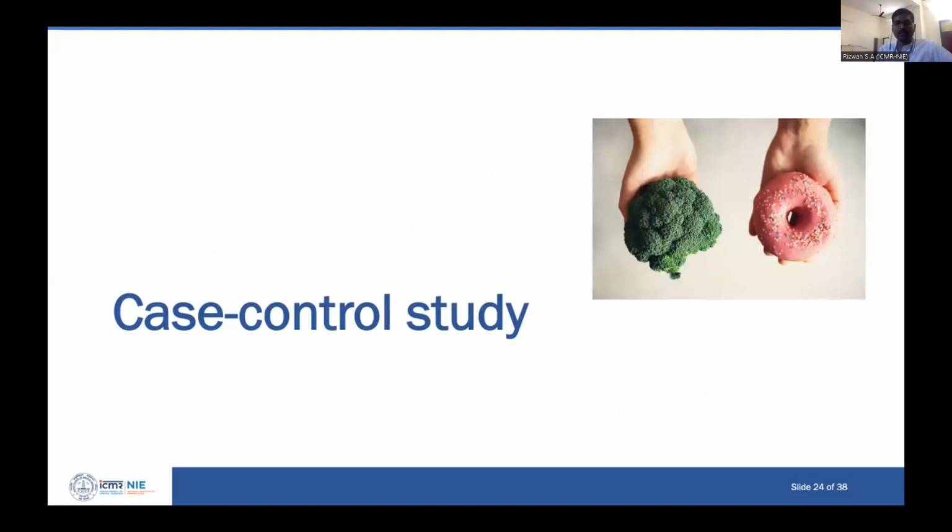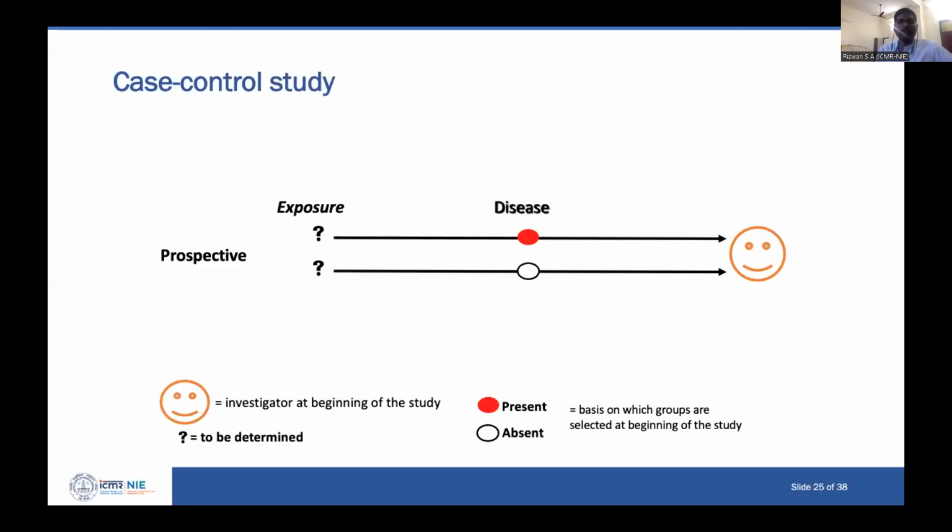Now, moving on to case control study. As seen before, in the previous study design, cohort study, exposure status was known, right? This was red and this was white, and we did not know the disease status. But here we know the disease status. It is either diseased or non-diseased, and we ask them whether you had the exposure or not.